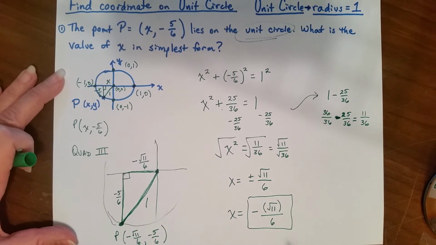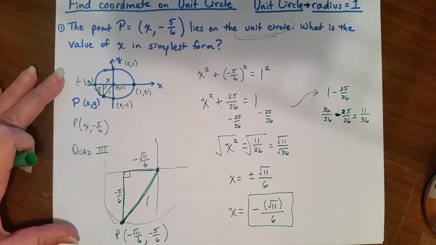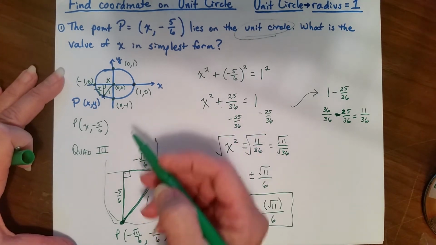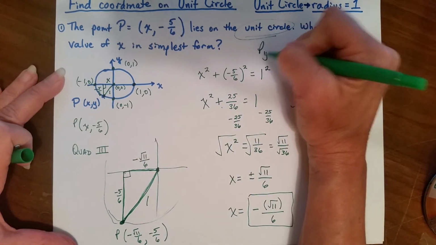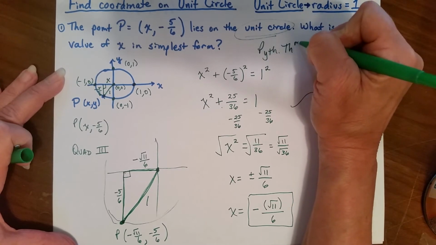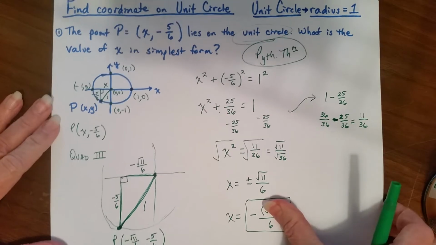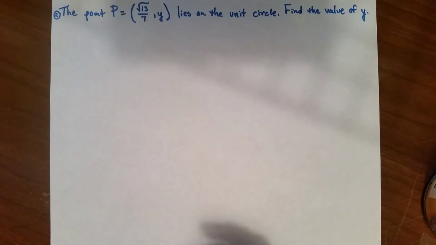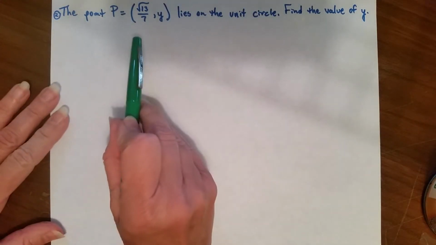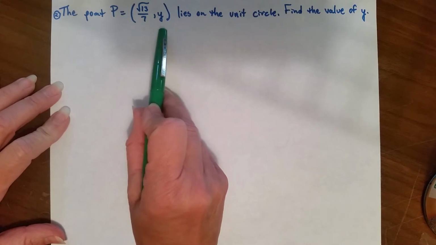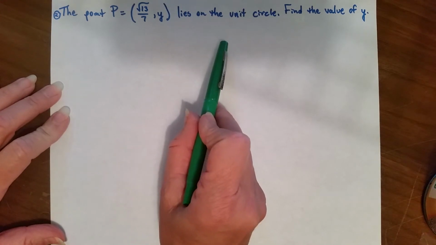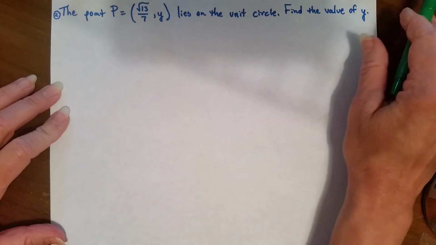Okay? So that's what you're going to practice. So again, it's more practice with the Pythagorean theorem. Here I'm using the Pythagorean theorem. Okay, let's do another one. Okay, the point P, root 13 over 7 comma y, lies on the unit circle. Find the value of y.